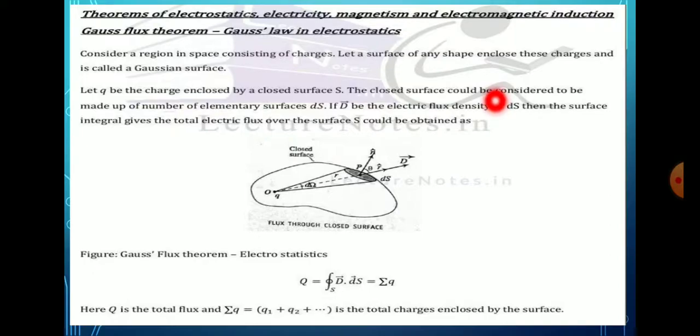Coulomb's law is familiar to us. We studied Coulomb's law in 11th class, 12th class. So here Coulomb's law is F bar equal to 1 divided by 4 pi epsilon naught, Q1 Q2 divided by R square.